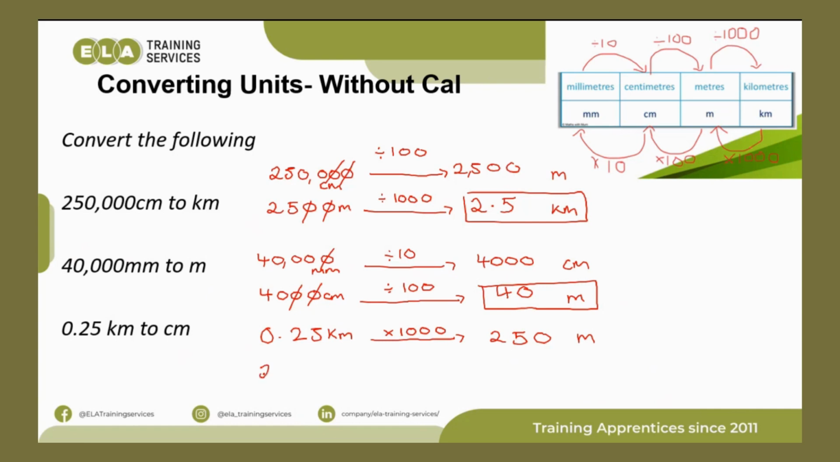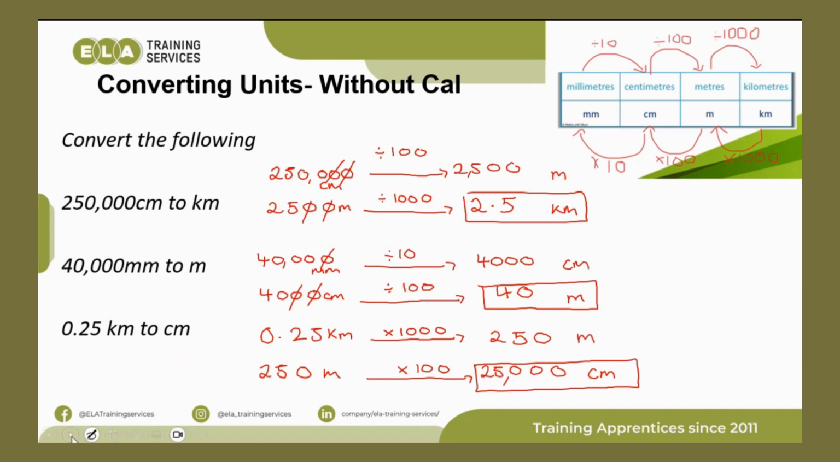And then we do 250 metres. We want it in centimetres, so we're going to times by 100. And the best way to do this is to add 2 zeros. So we're going to do 250, add 2 zeros. So we're left with 25,000 centimetres. And that is how we do conversions on multi-step approach.